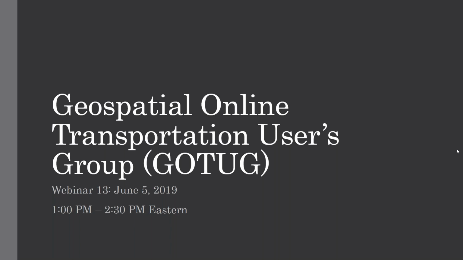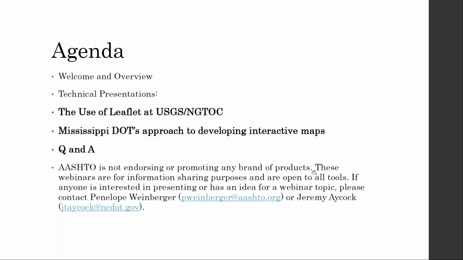Okay, so we'll begin with the webinar, and I have a couple slides here before we get started. So this is our agenda. We're going to do just a quick welcome and overview. We're going to have two technical presentations. The first, the use of Leaflet at USGS and GTOC, and second, Mississippi DOT's approach to developing interactive maps. And then it'll be followed by a Q&A session.